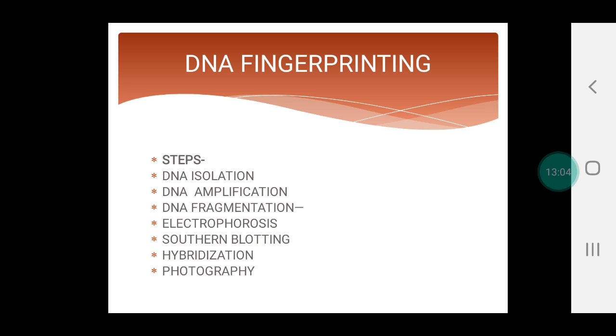And in a population, every person shows unusual sequences of 20 to 100 base pairs, which are repeated several times. I repeat, only 20 to 100 base pair unusual sequences are present, which are repeated several times in a population from person to person. So these are termed variable number of tandem repeats, that is VNTR, variable number of tandem repeats.